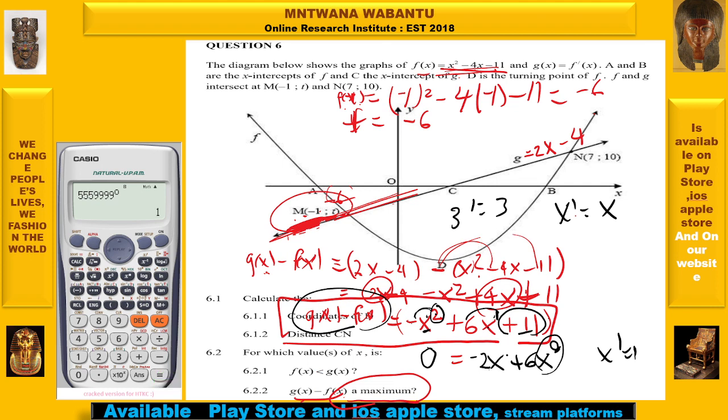So for that being said, it's going to become 6 x power 0. What is x power 0? It equals 1. So this stuff here is 6, because it's going to be 6 times 1, which is equal to 6. So the next thing, I'll take negative 2 over. It's going to become positive 2, equal to 6. And then divide by 2, and then divide by 2. This and this cancel. So 6 divided by 2 equals 3. So the value of x equals 3. When we do all of this, they say find the value of x. So we say x equals 3.